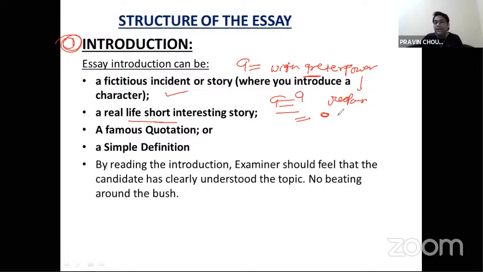You can use the example of Arvind Kejriwal: he belongs to a very middle class family, but now he has become the CM of Delhi. So how responsible a person he is. So you can write some story. Or a famous quotation. Suppose you want to write an essay on women empowerment, terrorism, inclusive growth. Every keyword has some quotation said by famous personalities, like Abraham Lincoln, Nelson Mandela, Mahatma Gandhi, Swami Vivekananda.